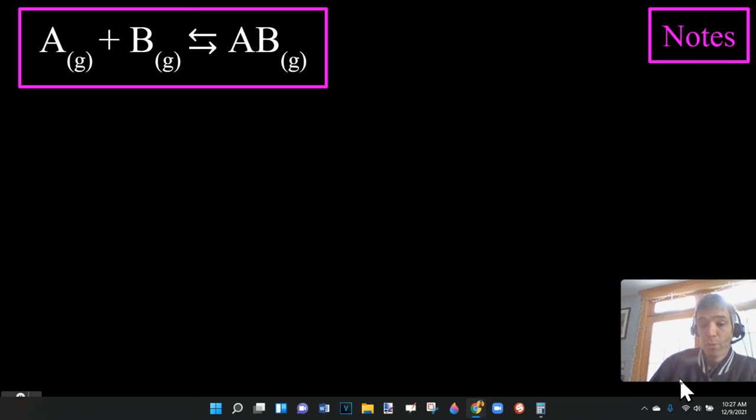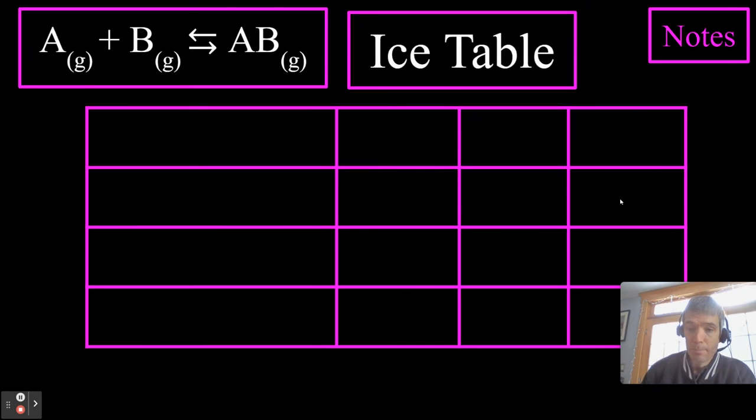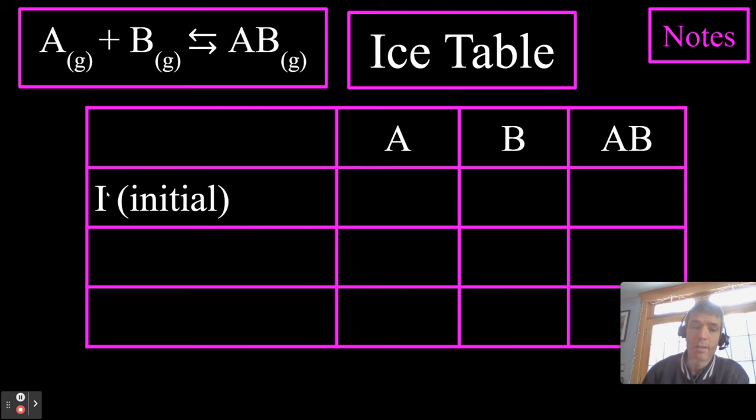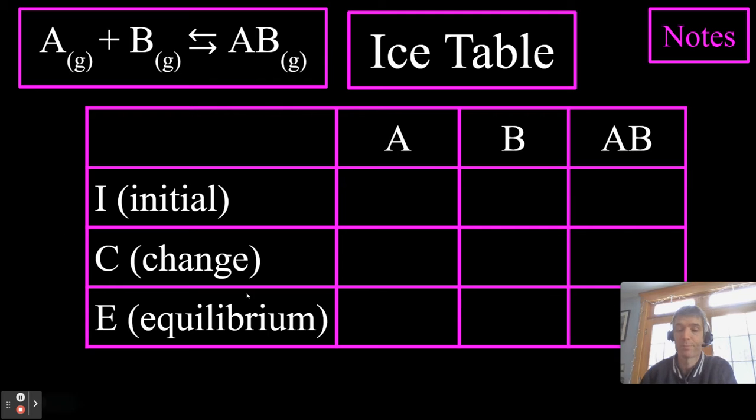To do these kinds of problems, we're going to use what is known as an ICE table. An ICE table is basically a table where you're going to chart your species involved in the reaction. And these species also need to be in your equilibrium equation. You're going to write ICE down here, where I stands for initial, C stands for change, and E at the end. All right. Please get a blank one so you can refer back to it.